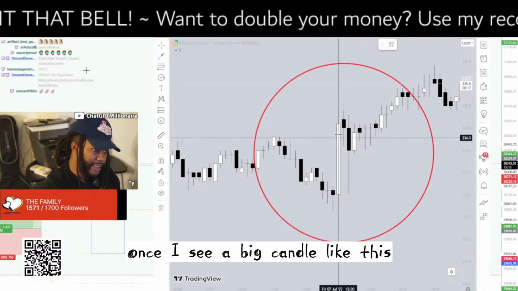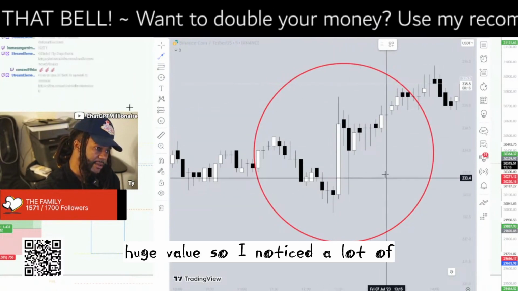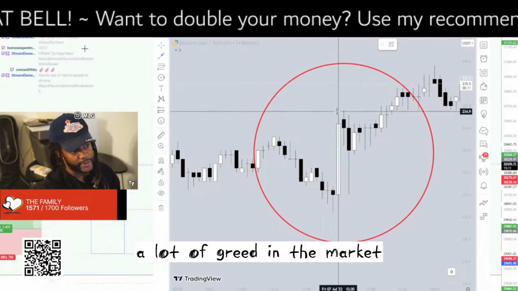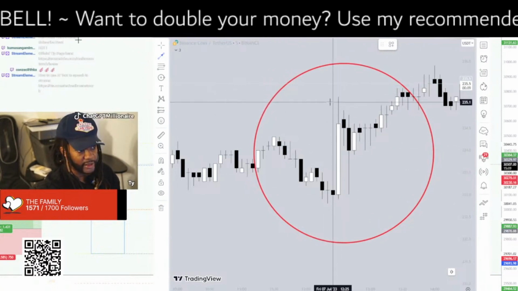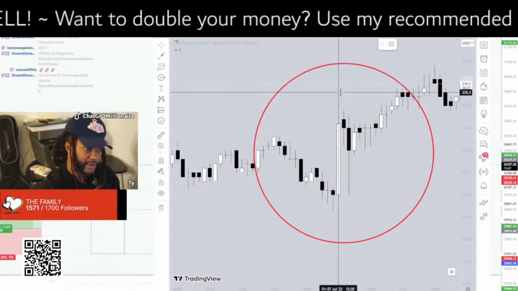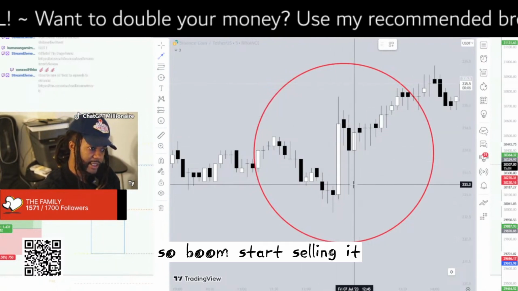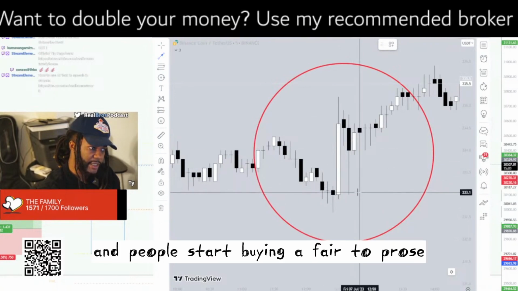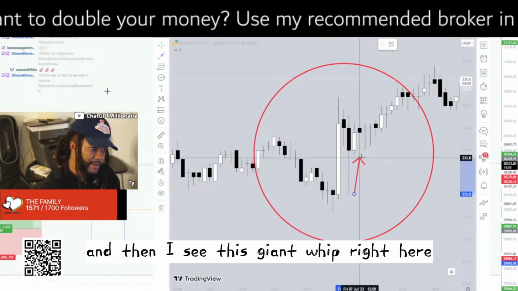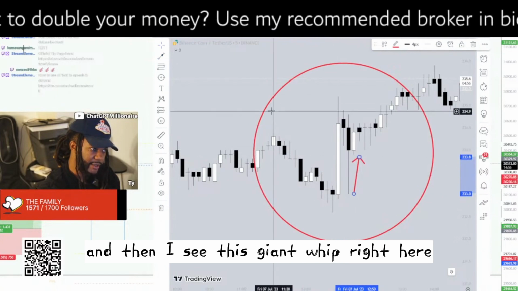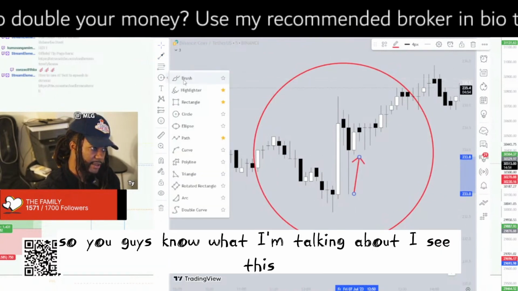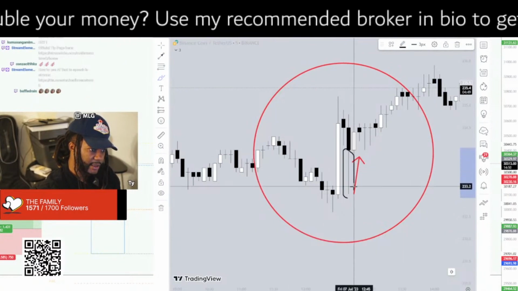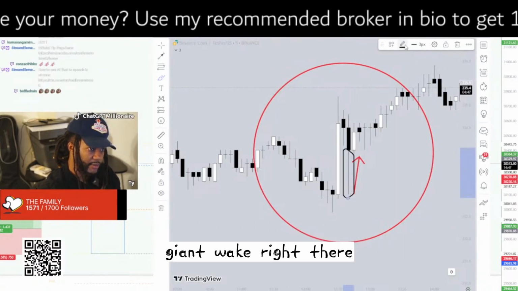Once I see a big candle like this with huge volume, I know there's a lot of greed in the market, so much that they're going to sell it off. So boom, they start selling it, and then the fear hits in, and people start buying the fear, the pros. Then I see this giant wick right here. Let me try to paint it so you guys know what I'm talking about. I see this giant wick right there.